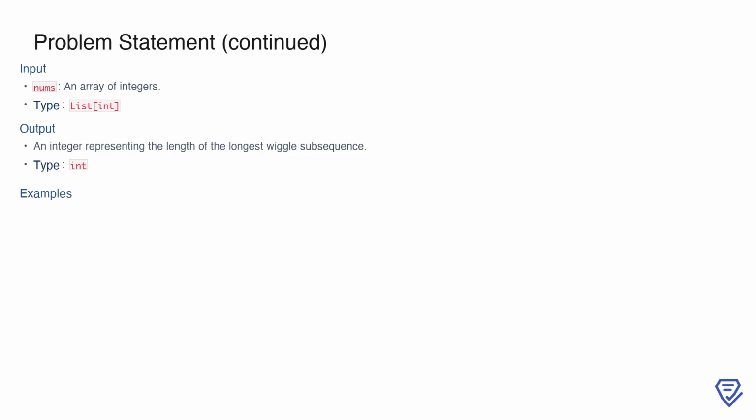The output is a single integer representing the length of the longest wiggle subsequence within nums. Essentially, we need to determine how many elements can be included in such a subsequence while maintaining the wiggle pattern. To clarify, this doesn't mean altering the order of the array or inserting new numbers, it's about selecting elements that preserve the alternating positive and negative differences.